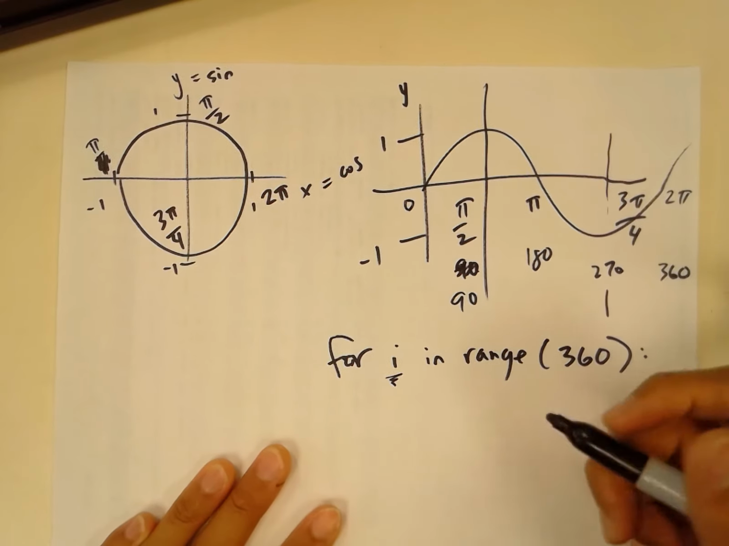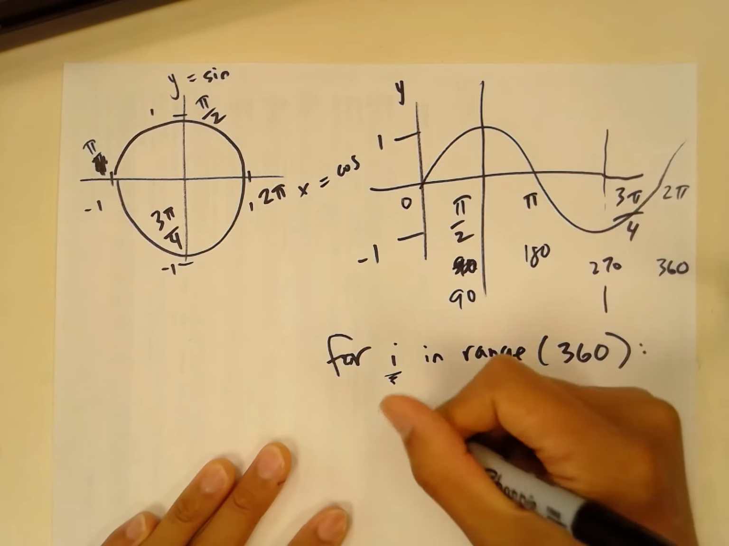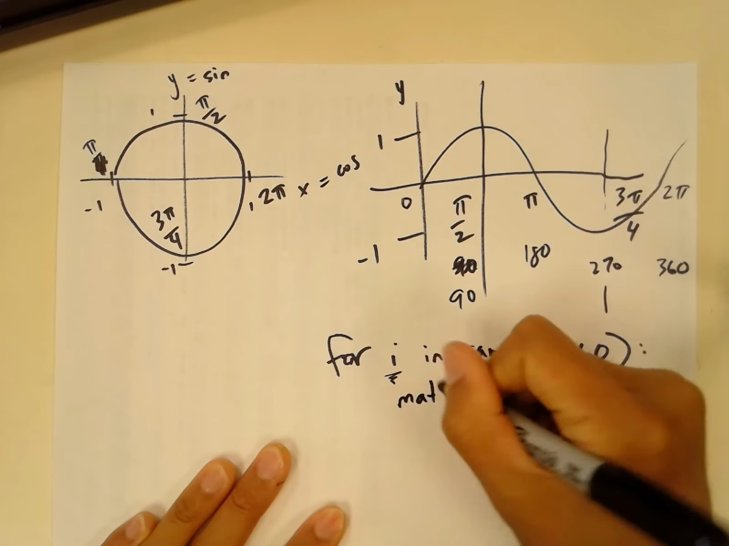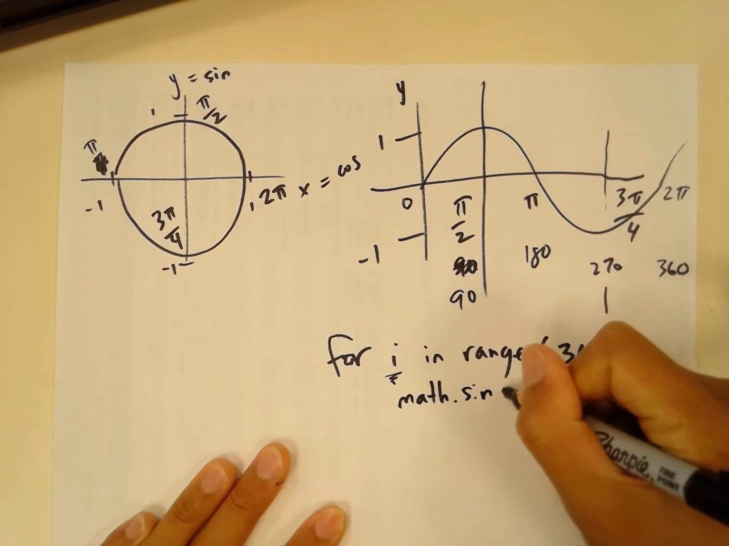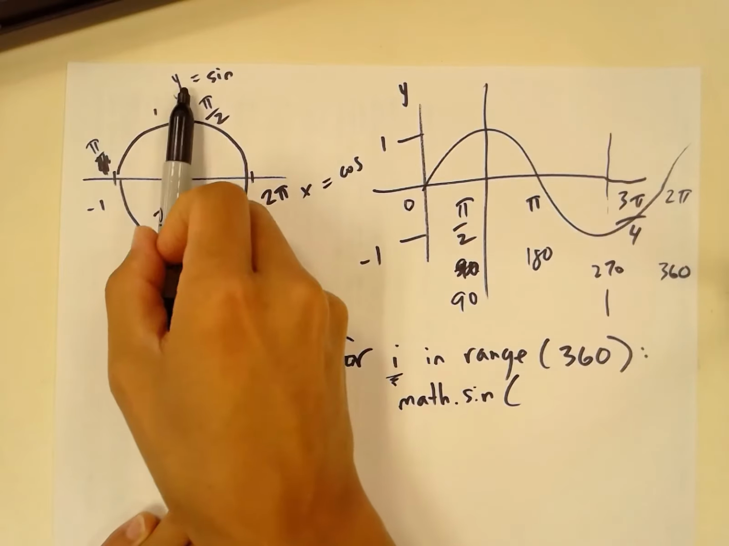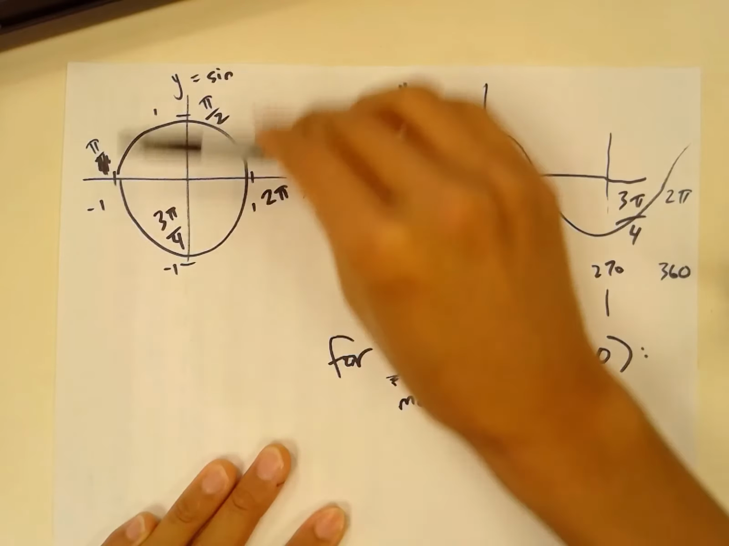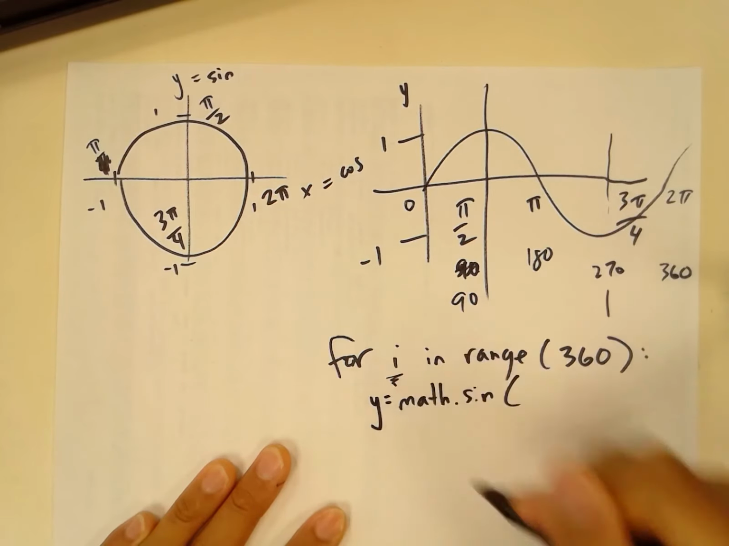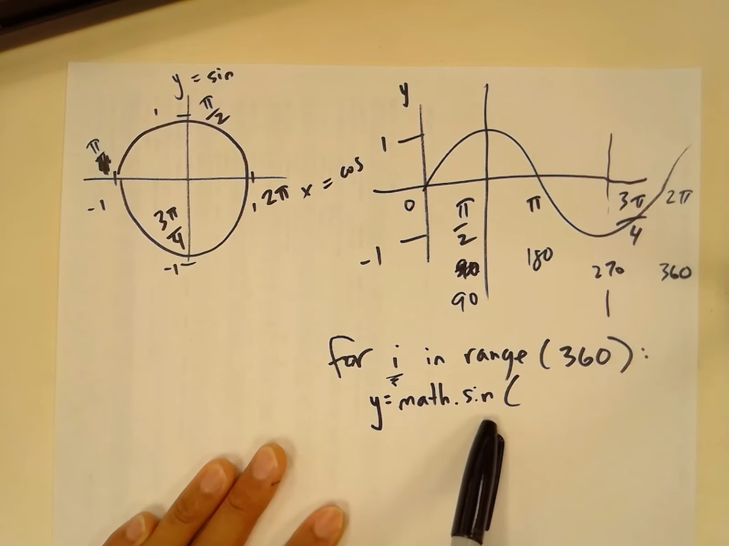And so how do we calculate sine? Well, luckily in the math module we have math.sin that calculates sine. So okay, great, we got sine. And sine, if you remember from here, is the amount of motion up and down, or is the y. So we're going to say y is equal to math.sin.